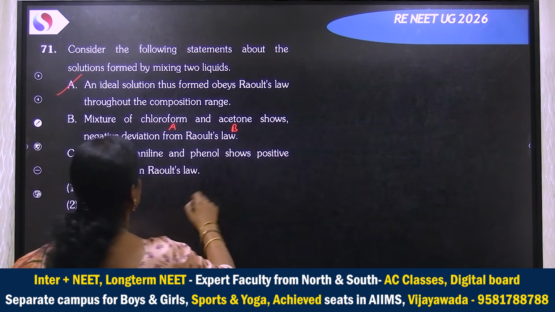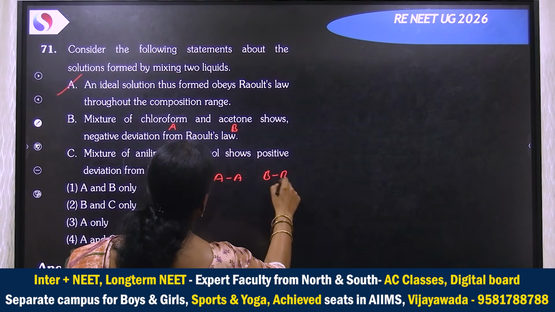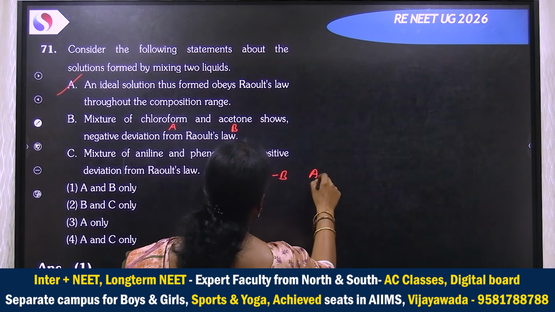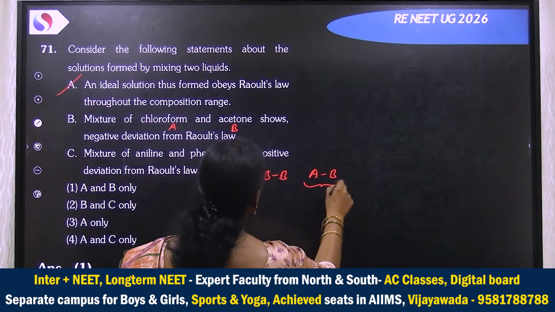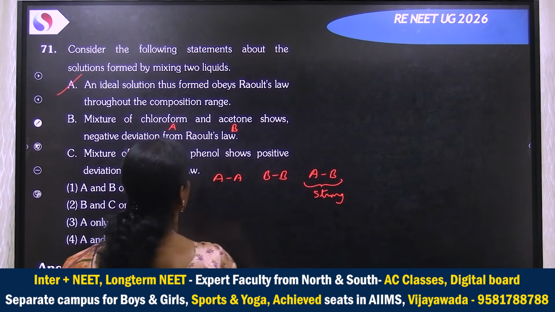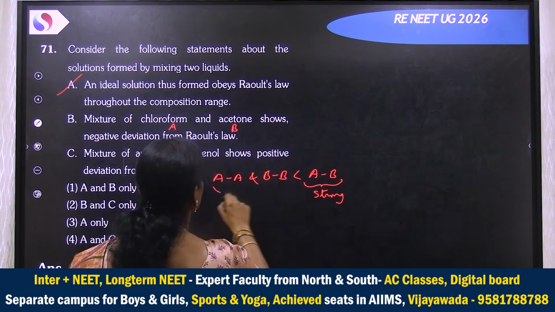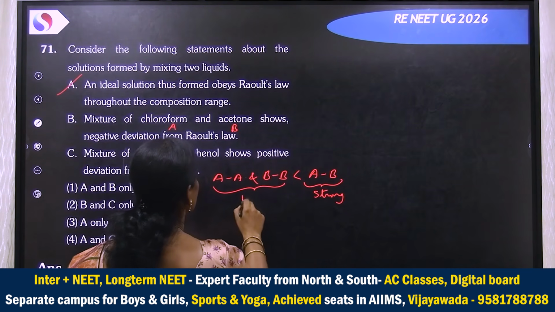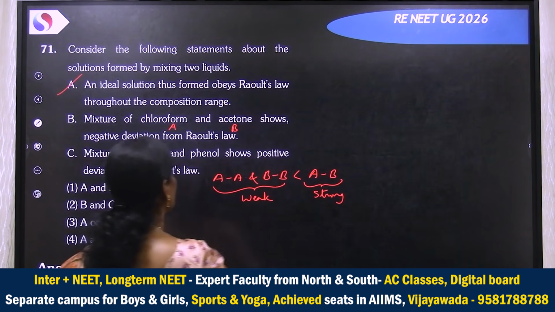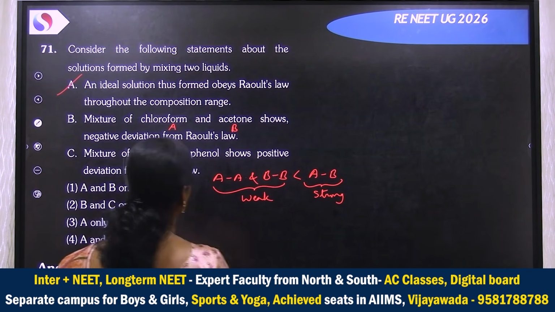So in this case, AA and BB interactions and AB interactions. If we compare, this AB interaction is strong. AB interaction is strong compared to AA and BB interactions. They are weaker than AB interaction. So these are weak interactions. Individual liquid molecules interaction is weak compared to chloroform and acetone interaction. This is due to strong intermolecular hydrogen bonding.